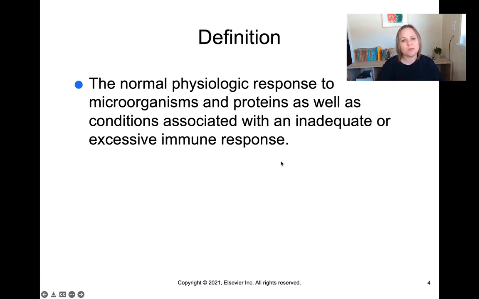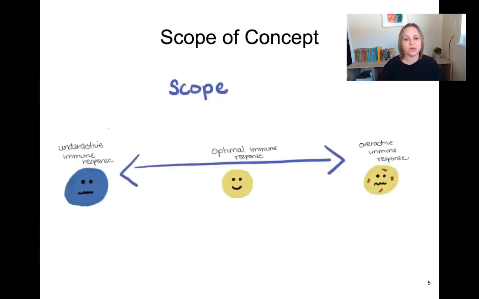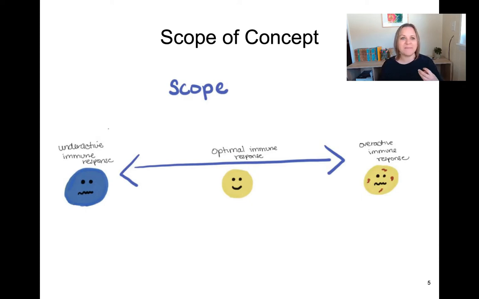So immunity is the normal physiologic response to foreign invaders, things like microorganisms and proteins, and also can be attributed to anything with an inadequate or excessive immune response. So it's how the body responds to foreign invaders and sometimes goes a little too much or too little in that response. So the scope of our concept is we want an optimal immune response, where we're able to fight off foreign invaders, things like proteins from food that we eat, or a bacterial infection or a virus, that we have a good response and we can launch the appropriate attack.